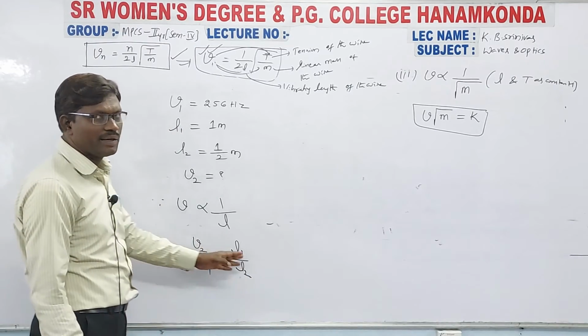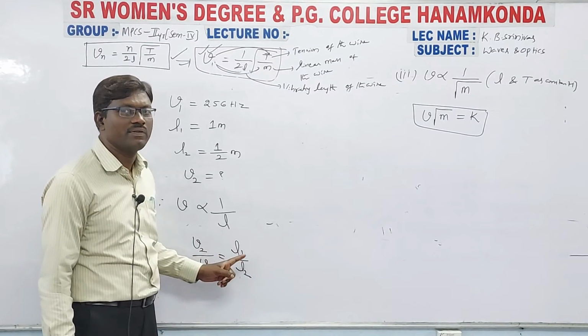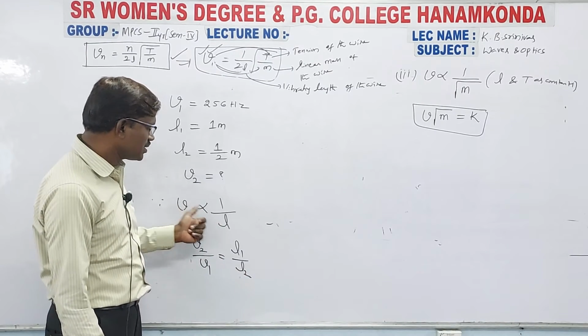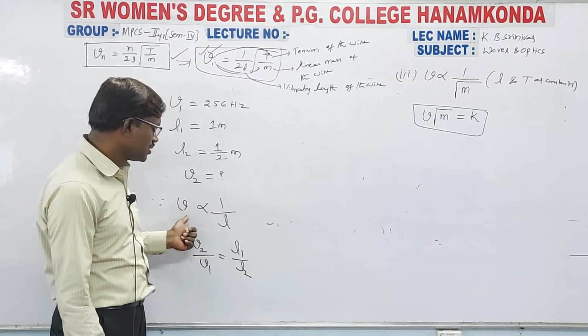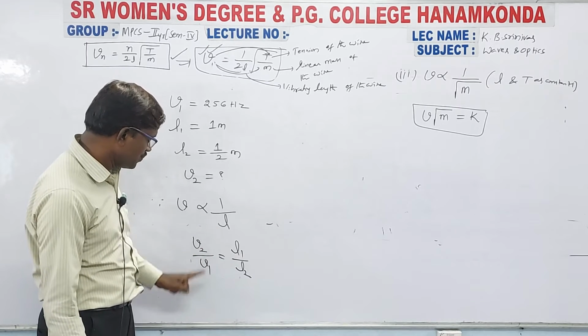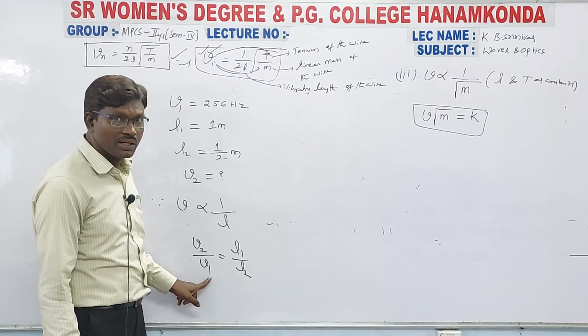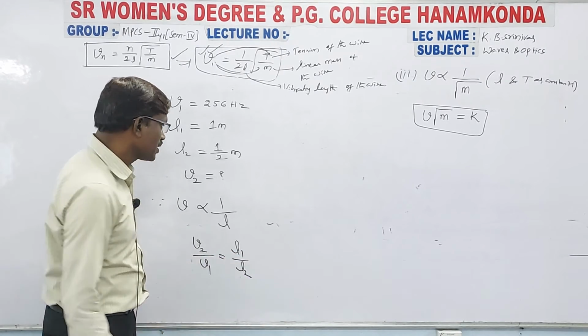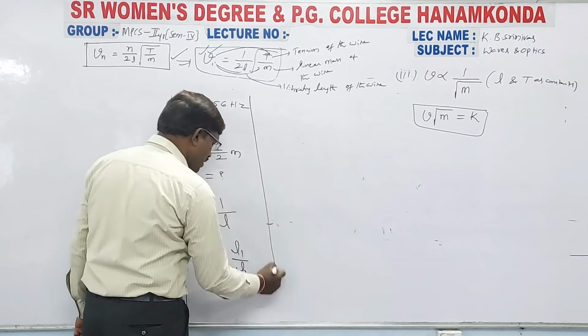If they are directly proportional, in such case we can write L2 by L1, but according to this relation, frequency and length are inversely proportional to each other. That is why, if we are having 2 and 1 on the LHS, we have to write 1 and 2 on the right hand side, clear. Just substitute the values, you will get the answer.